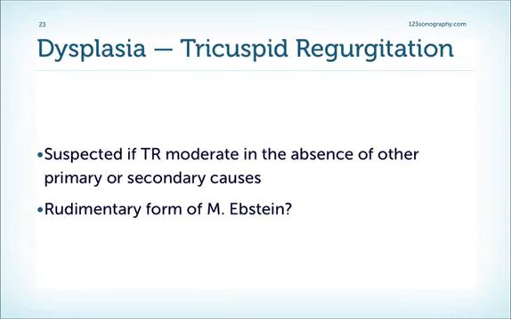The issue of dysplastic valves is not very well understood and very well investigated in humans. In the literature, we find much more in the animal world. I found reports about dysplastic valves in Florida panthers, in monkeys, in dogs and cats. In any case, you should suspect a dysplastic valve if TR is moderate in the absence of other primary or secondary causes for TR. And remember, probably dysplastic valves are a rudimentary form of a morbus Epstein.